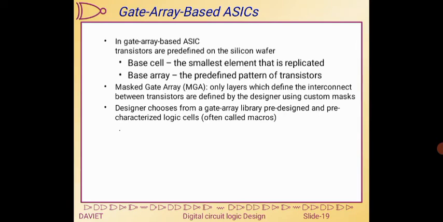So masked gate array is called MGA. Only the layers which define the interconnect between the transistors are defined by the designers using a custom mask. The designers choose from the gate array library of predefined and pre-characterized logic cells, which are called macros. So macros are nothing but pre-designed and pre-characterized logic cells.